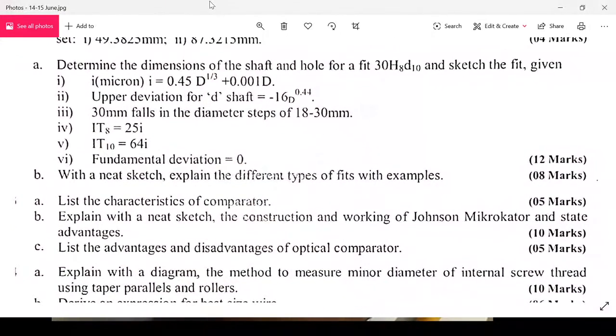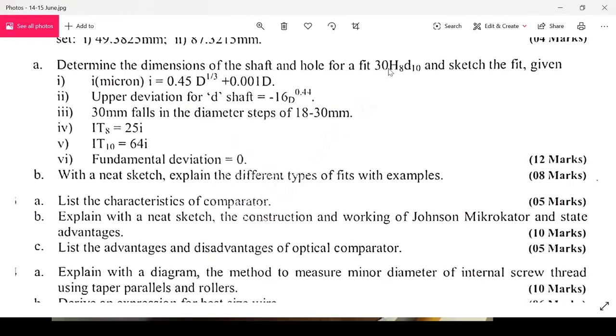And can you read the question paper here? See, fundamental deviation is 0. He has not mentioned for what. Fundamental deviation is 0 for H shaft, and for H hole it is 0. If you make a mistake, it's additional information given to create confusion among you. It is not necessary. 30 H8 D10 is sufficient.